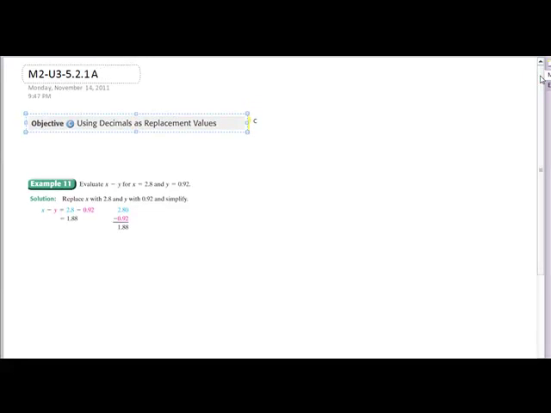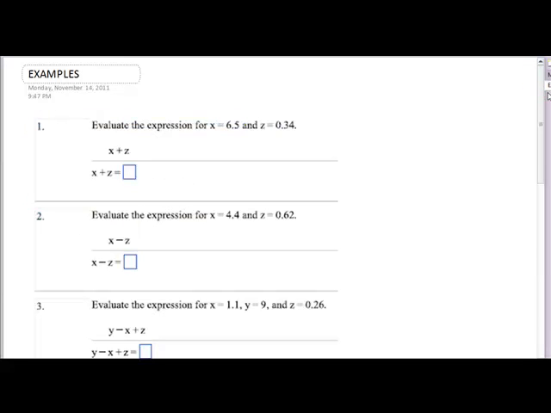In this lesson, we're going to use decimals as replacement values. Now, this is something we've done over and over throughout the course, so it should not be very different to you. The only difference is the numbers that I'm putting in the places of my unknowns that I'm replacing will be decimals. Some of these I will be checking equations to see if they're solutions, but it's still just a matter of using replacement values. All right, let's take a look.